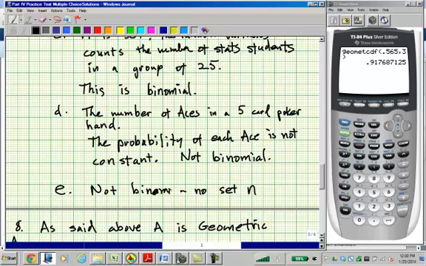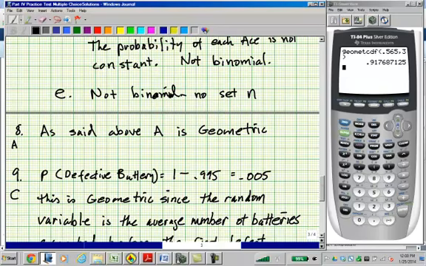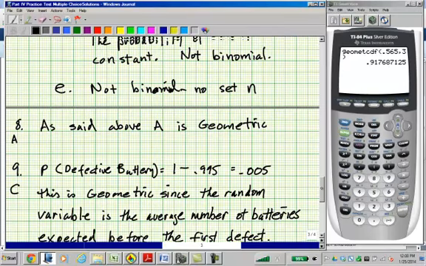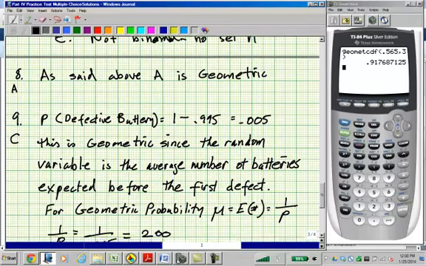And E is not binomial. No set n. The variable we're talking about is the number of drinks that kids drink each day. Now we have the same set of answers for 8, but this time we want to find which one is geometric. Well, as we said above, A is geometric.